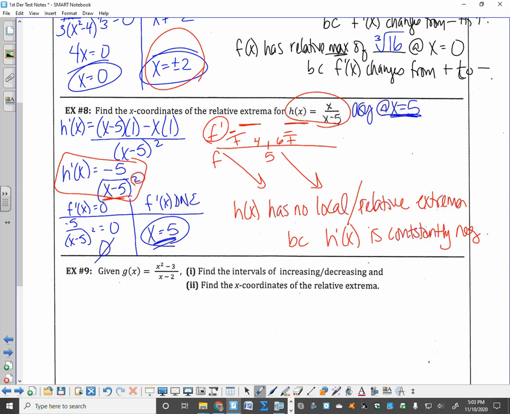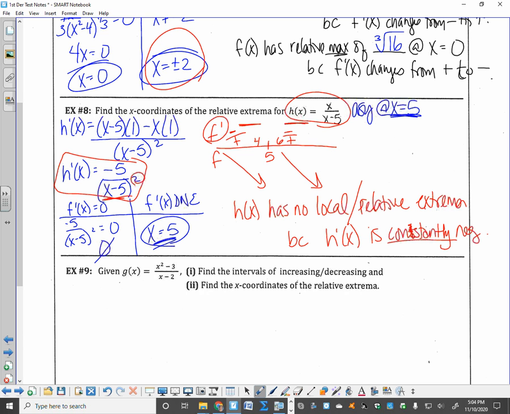Or you could say h prime of x is never changing sign. Or you could say h prime of x is less than 0. But I feel like you need to say it's less than 0 for all x's in its domain. So I like "constantly negative," because it's just saying that it's negative for its entire life. That way it's not going to have a relative extrema.